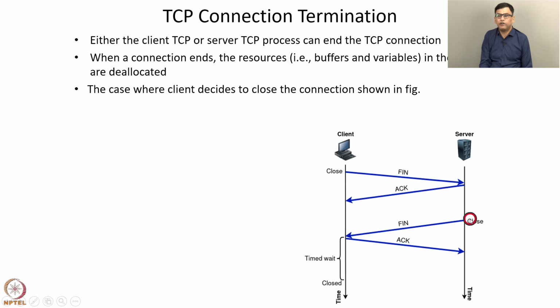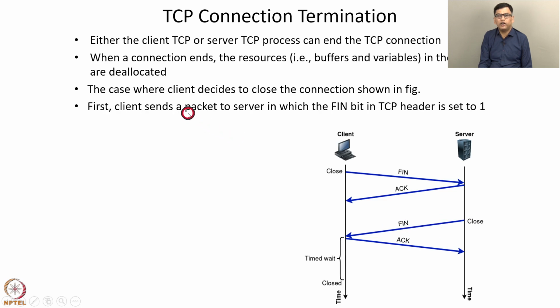Then the server sends a packet with the FIN flag 1 to the client, and then the client acknowledges the FIN packet. The client ends its side of the connection by sending a FIN packet, and the server closes its side of the connection by sending a FIN packet.